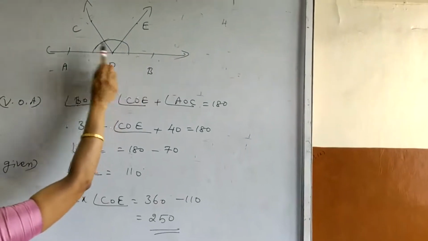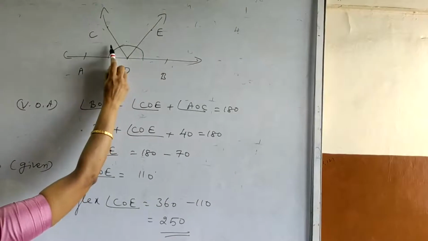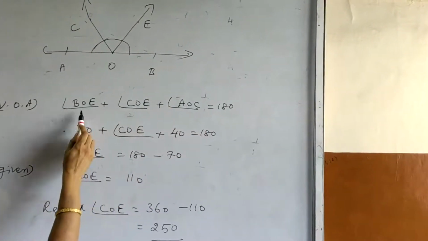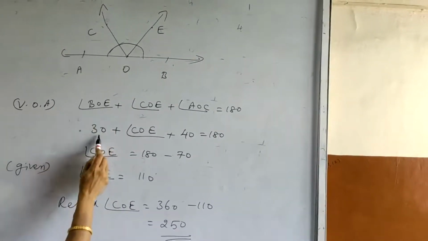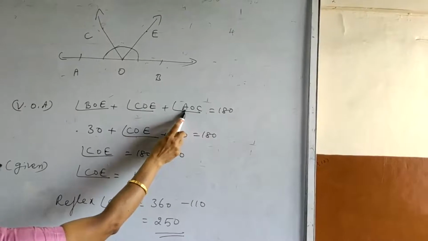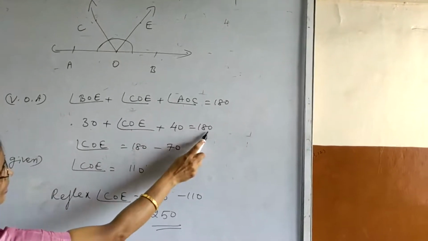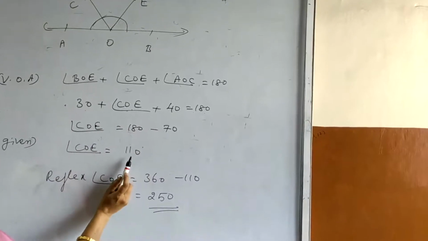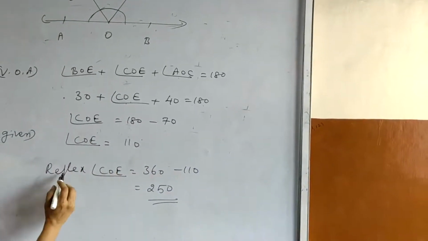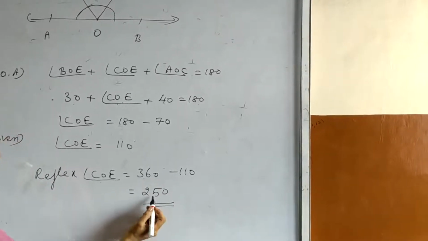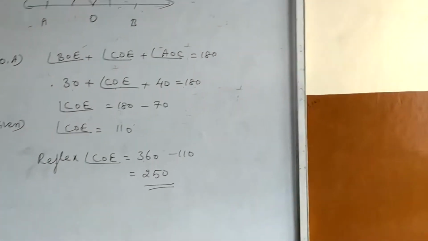So let us recall only this. Above a straight line, we find these three angles. Therefore, sum of these three angles equal to what? Equal to 180 degree. BOE we have found 30. COE we are supposed to find. AOC also is equal to what? Equal to 40, which is equal to 180. Therefore, COE is 180 minus 70 becomes 110. But we want reflex COE. Therefore, we subtract from 360 and we get the answer 250.